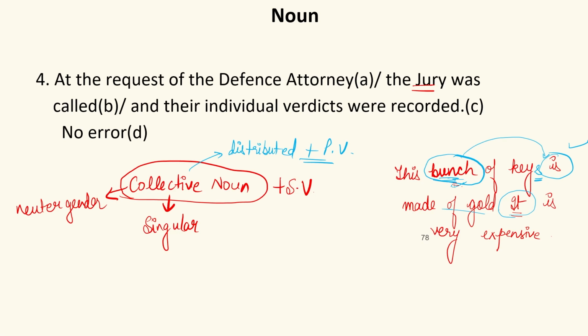Now, if in this sentence we see, at the request of defense attorney, the jury was called and their individual verdicts. Now you can see here the words written, their individual verdicts, means their individual verdicts or opinions were recorded. So we are not talking about the jury over here. In fact, the jury is the group of judges. So we are talking here about the judges that are in that jury. So we are talking about judges, and judges are plural.